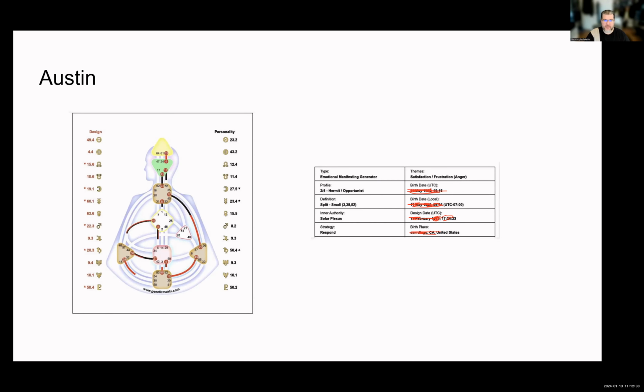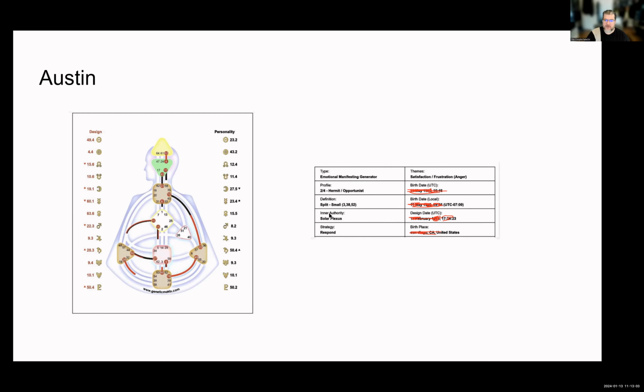So for example, for me, I'm an emotional manifesting generator. If you look on the right side, emotional manifesting generator, my profile type would be 2-4. So line 2, line 4. 2 is hermit. So usually a hermit would do their own thing, but since I got the opportunistic part too, I'll show up to do things such as this class, right? The opportunity came up and I'm like, oh, okay, yeah, let's do it.